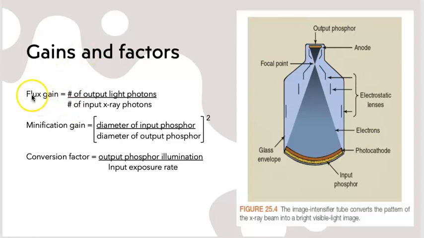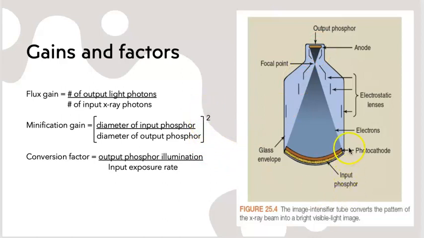So, flux gain is the number of output light photons over the number of input X-ray photons. It's basically an expression of what we got here compared to what we're getting here. Minification gain is the diameter of the input phosphor over the diameter of the output phosphor, squared. So it's kind of an exponential difference.